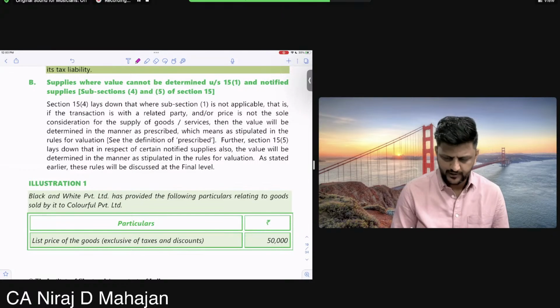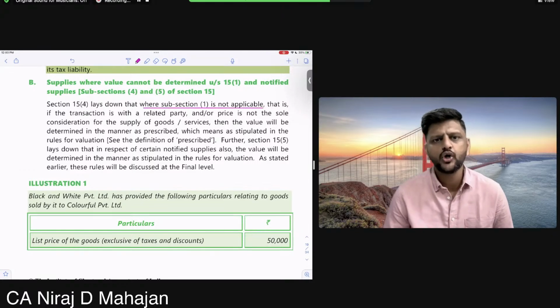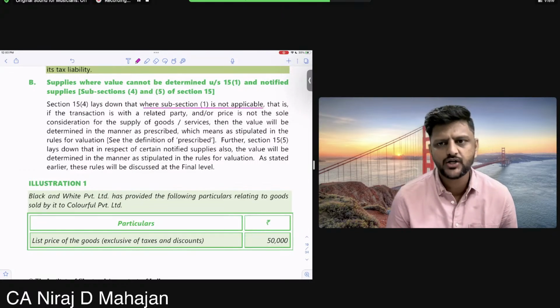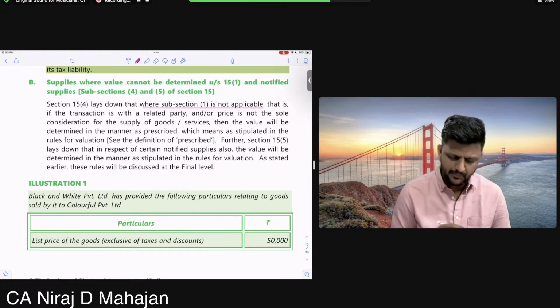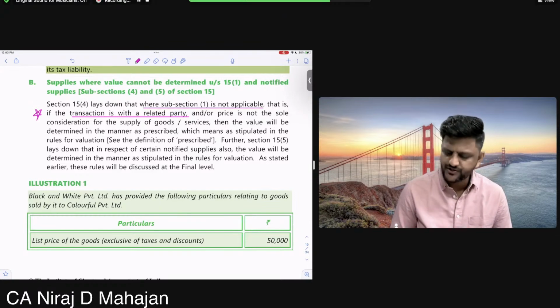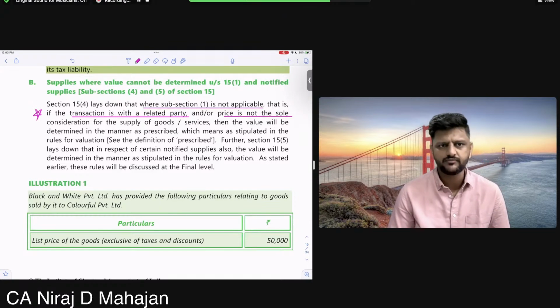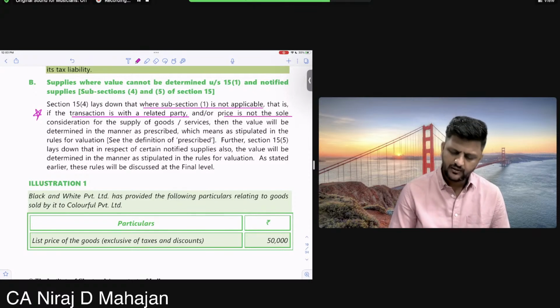Where subsection 1 is not applicable, means supplies not as per transaction value. That means the transaction is with a related party, yes or no? Or the price is not the sole consideration. You're getting something else also in exchange, maybe some other goods. Then the value will be determined as per rules for valuation. Okay.